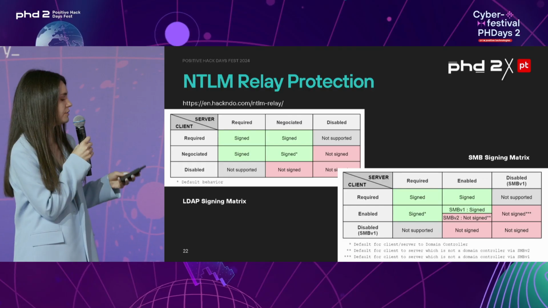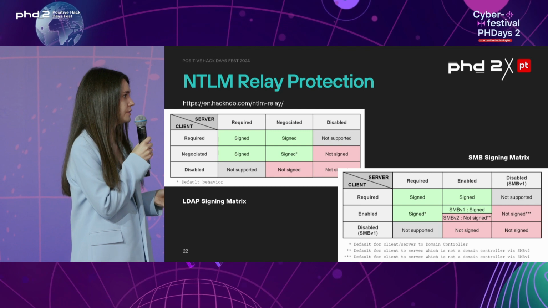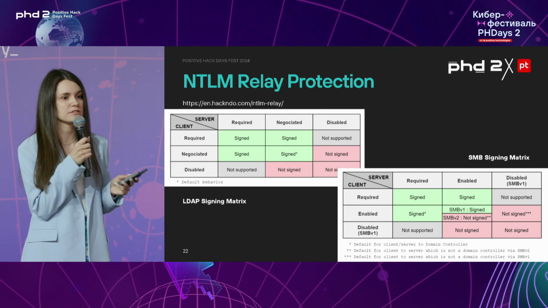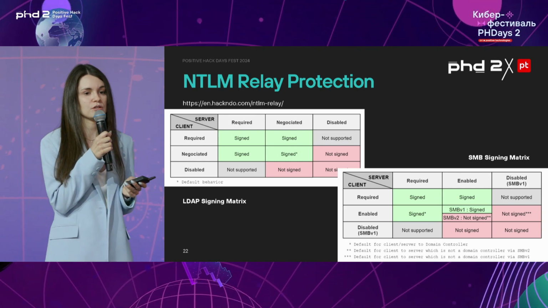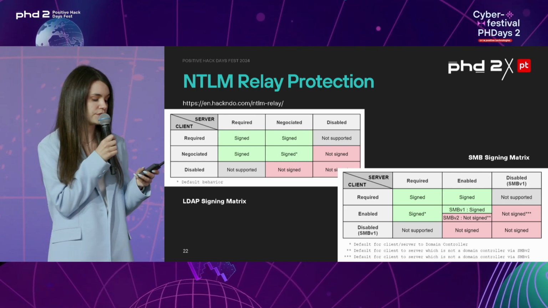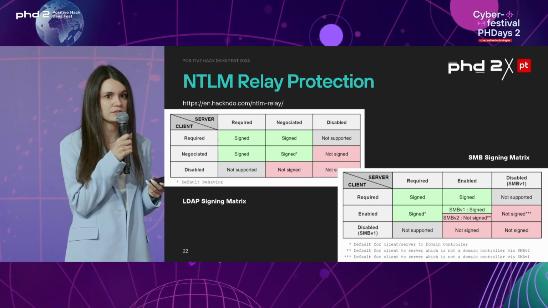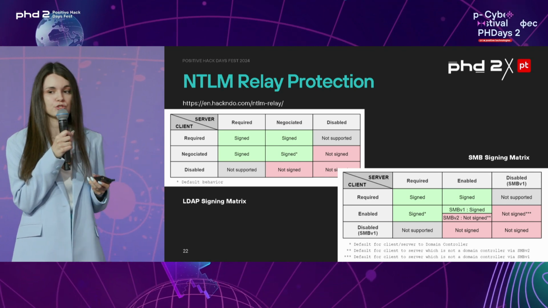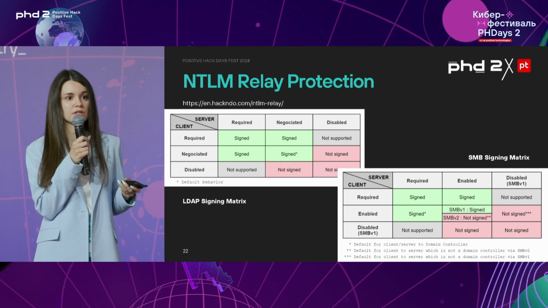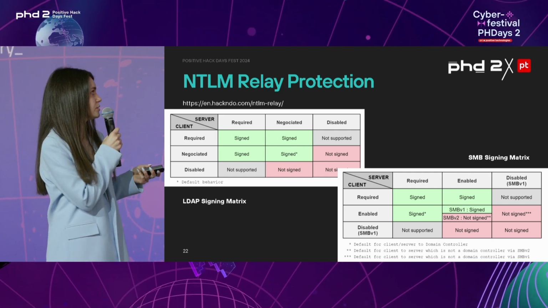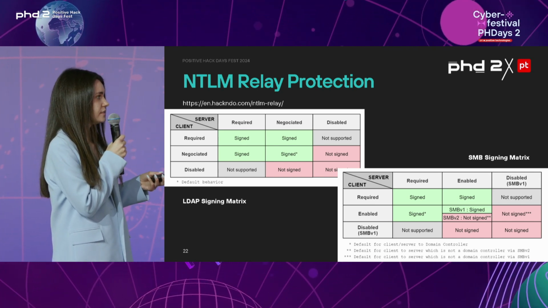Over here, you can see two matrices, the signing matrices for LDAP and for SMB. LDAP offers several options: the signature is disabled, enabled, and required. In the case of LDAP, if it's enabled, it will be signed in all cases. And on the domain controller, it's always enabled. So you wouldn't be able to relay LDAP to LDAP.